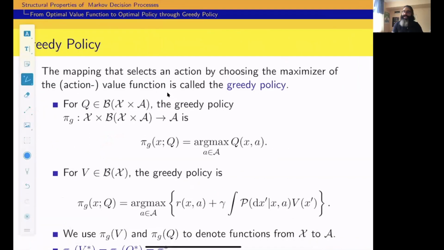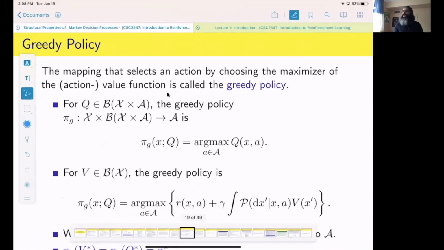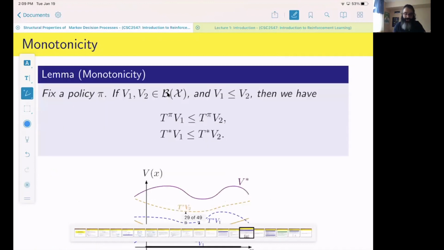Okay, so this mapping that selects an action by choosing the maximizers of the value function or action value function is called the greedy policy. It's a more general concept, so let me define what it is. The greedy policy for a Q, written pi of G for greedy, is a function that gets as input a Q, some function. So it's not necessarily the optimal value function or anything. It can be any function with the right dimension.